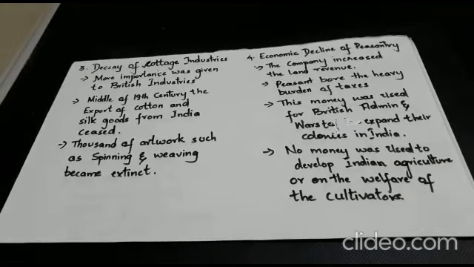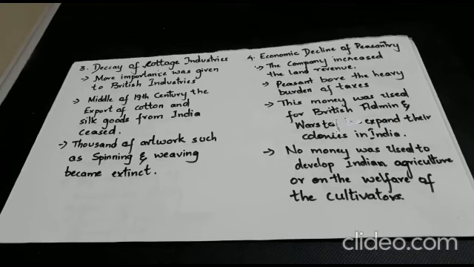The next cause, decay of cottage industries. More importance was given to the British industries rather than Indian cottage industries. By the middle of the 19th century, the export of cotton and silk goods from India ceased. This threw many of the artisans and weavers out of jobs. Thousands of arts such as spinning and weaving became extinct.